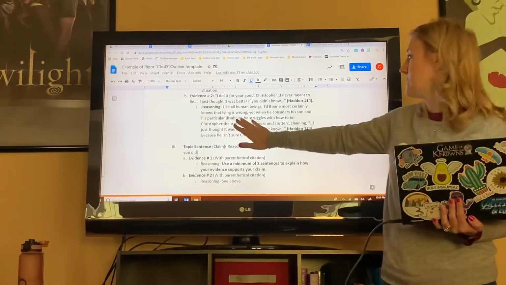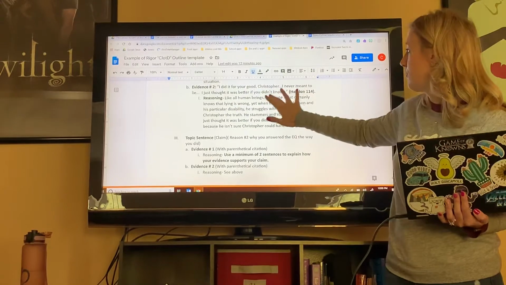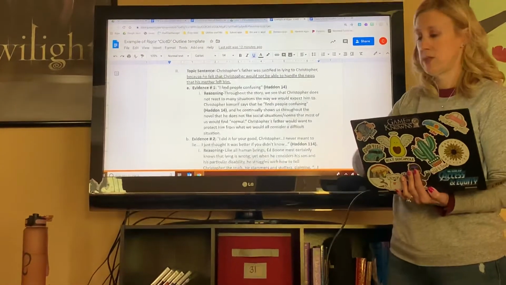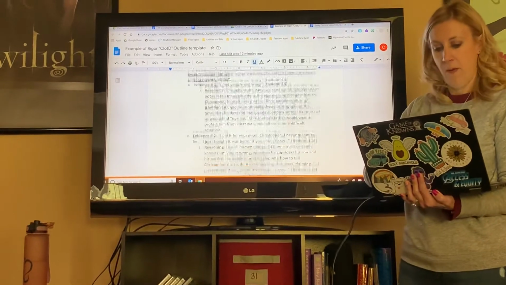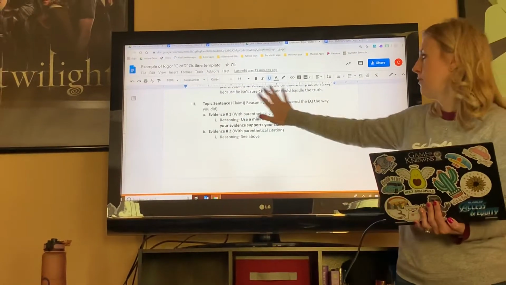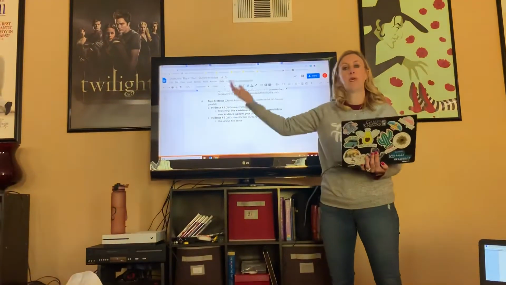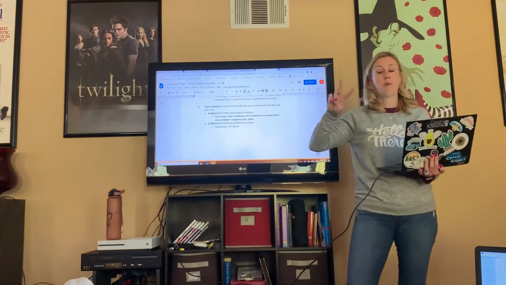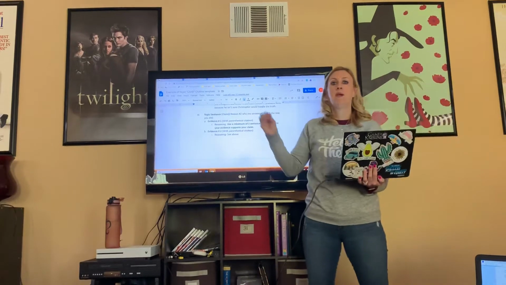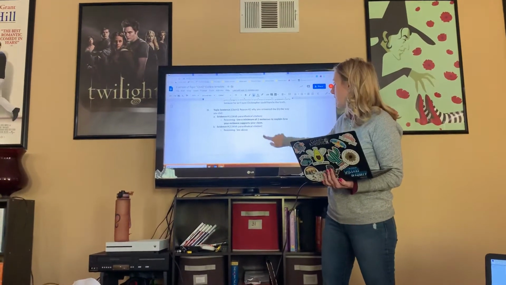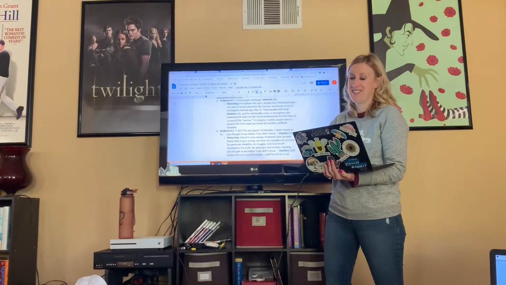We did a second piece of evidence. Same thing, a different quote. Show me how that quote supports your topic sentence. I did not do a sample for the third one because it's just a separate claim with a different topic sentence. You're going to repeat what you did in Roman numeral number 2 with a different reason, different claim, and different evidence, obviously.